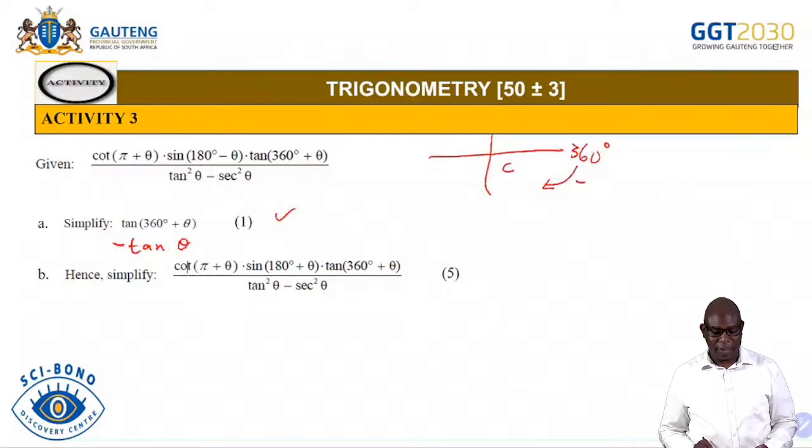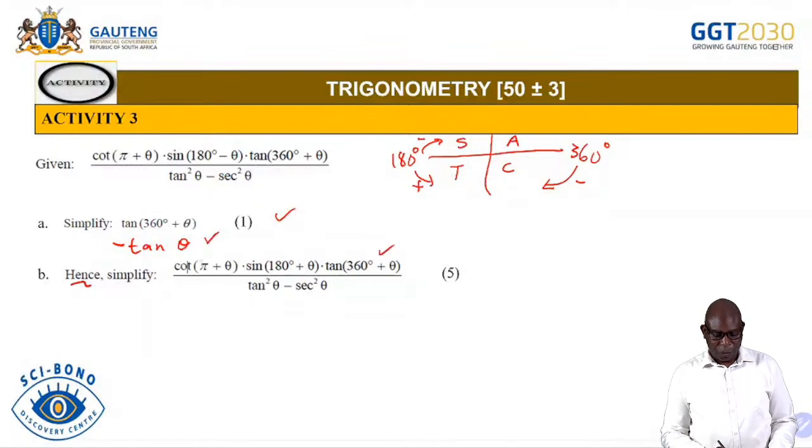No calculator, nothing. Okay, right. So you must know your diagrams. This is 180 degrees minus theta, and 180 degrees plus theta. Here tangent is positive, sine positive, all positive. Hence, simplify this, meaning that already you have an answer for this one.